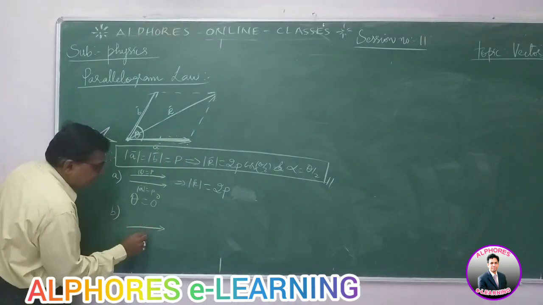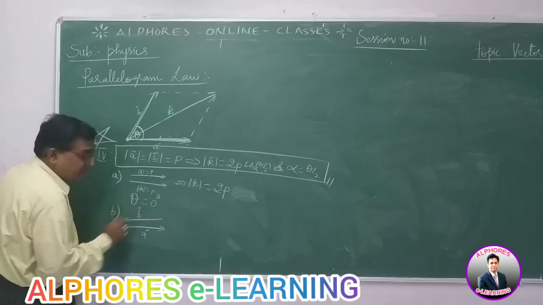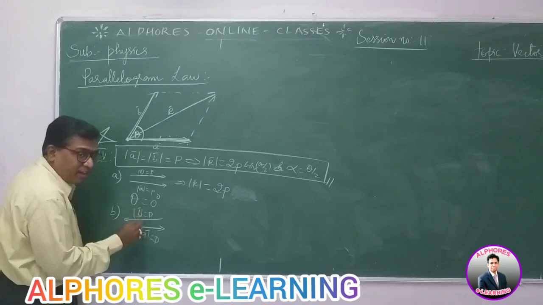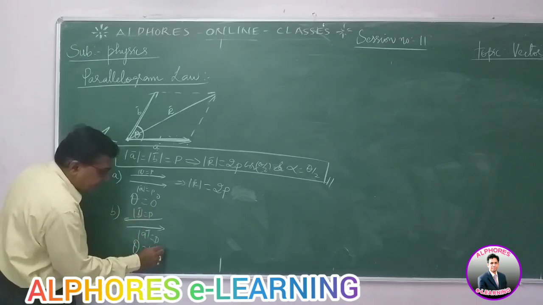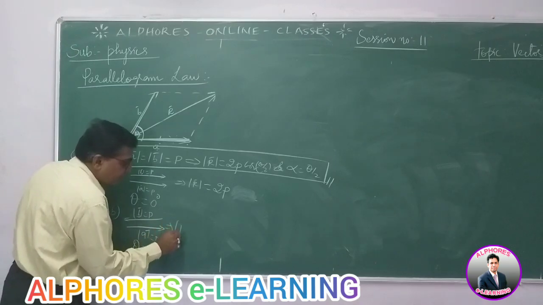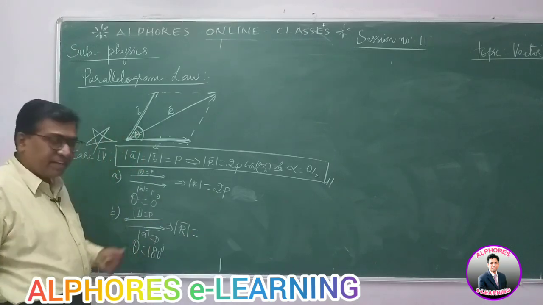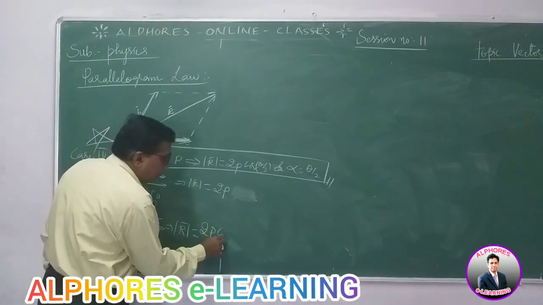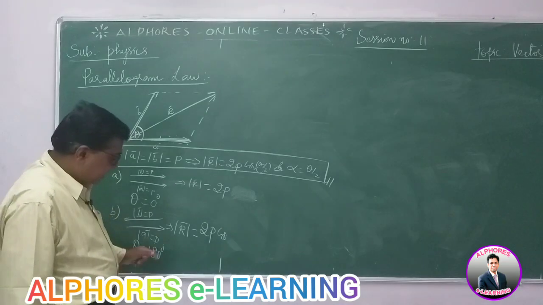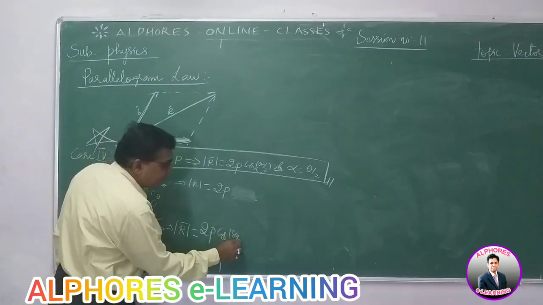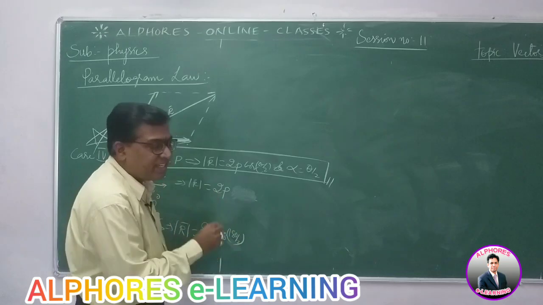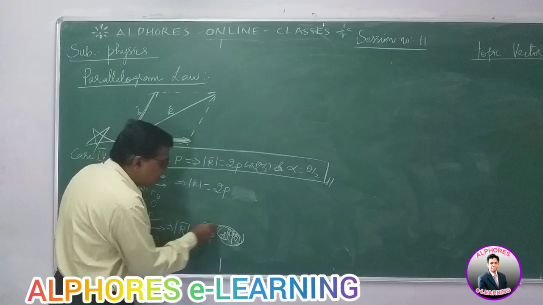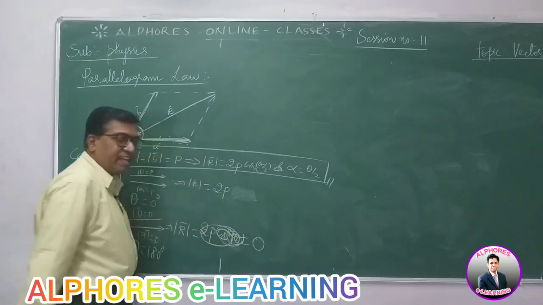Second case. What will be the resultant had they been in the opposite direction? A bar is like this, but B bar is like this. Mod A is P and mod B is P. Now they are anti-parallel, opposite direction, theta is 180 degrees. Then what is mod R? Substituting, the resultant is 2P cos theta by 2, so it's cos of 180 by 2, which is 90 degrees. Cos 90 is 0. So you get a null vector.